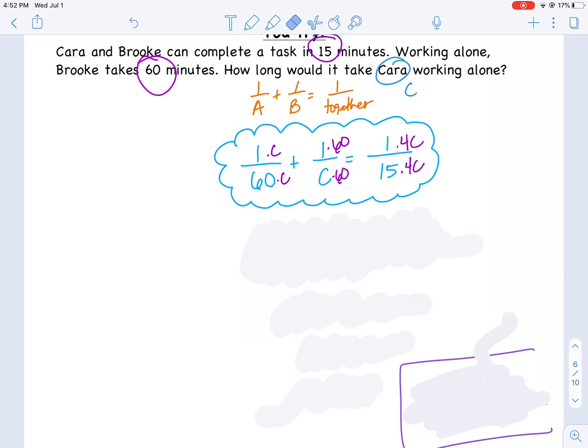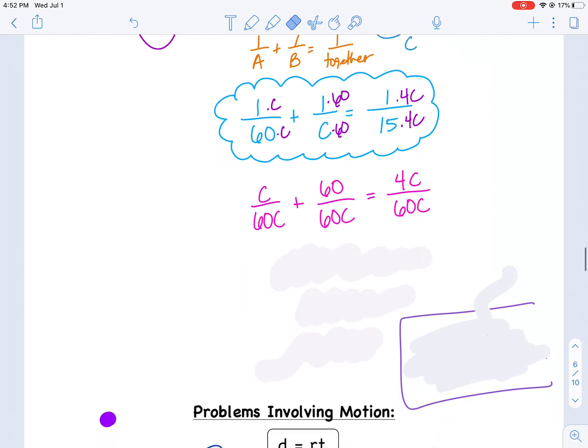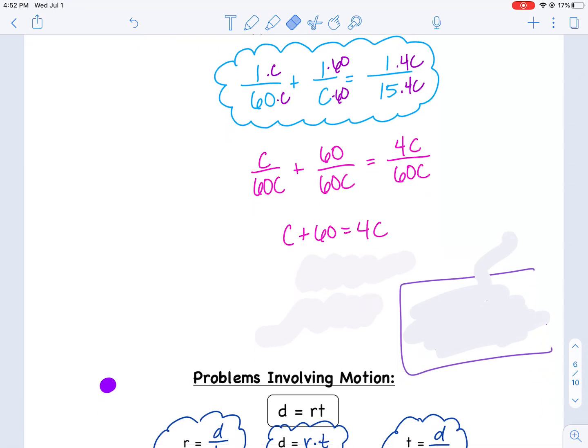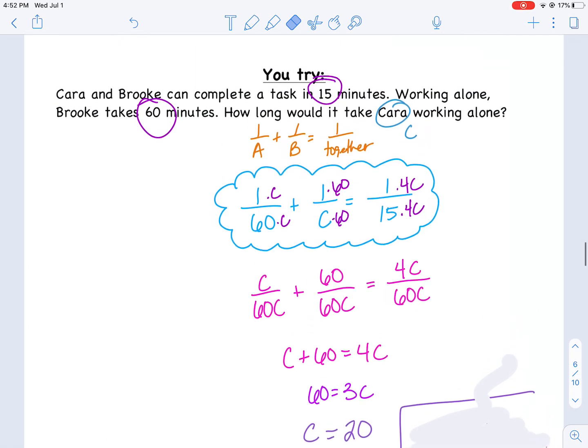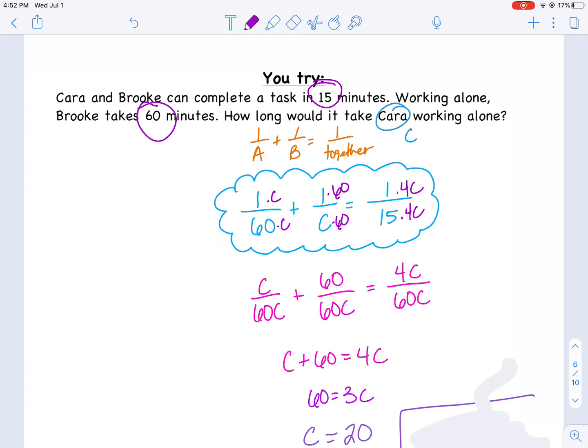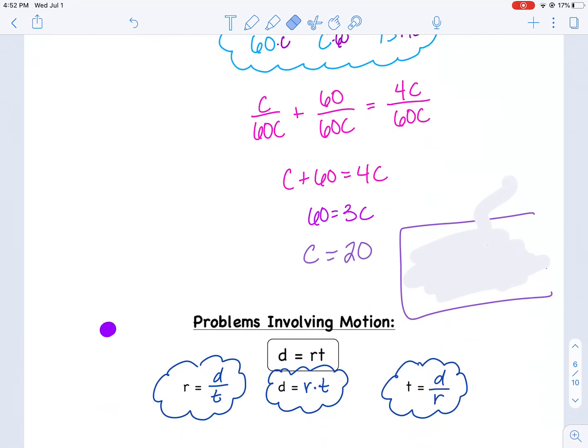Once my denominators are the same, I can go ahead and worry about the numerators, and so now I have an equation that looks like this. I can subtract C from both sides, and I can divide, and I ended up getting C equals 20. Okay, what does that mean though? What did the C represent? Well, didn't the C represent the amount of time it was going to take Kara to do the job by herself, which is what the question was asking, right? And so we can say that it's going to take Kara 20 minutes to do the job all by herself.